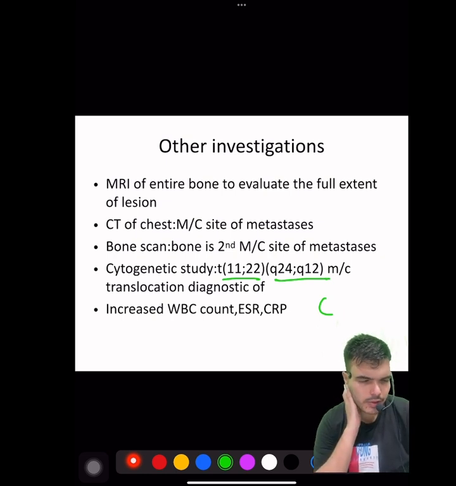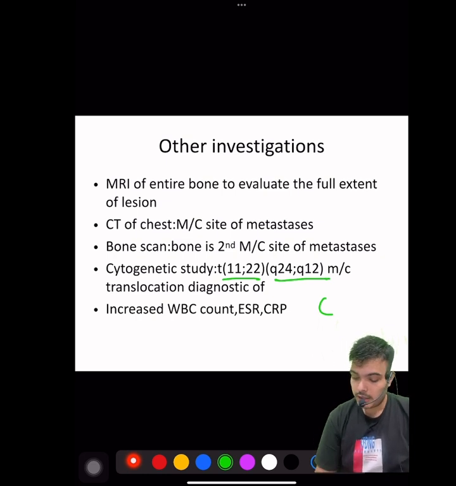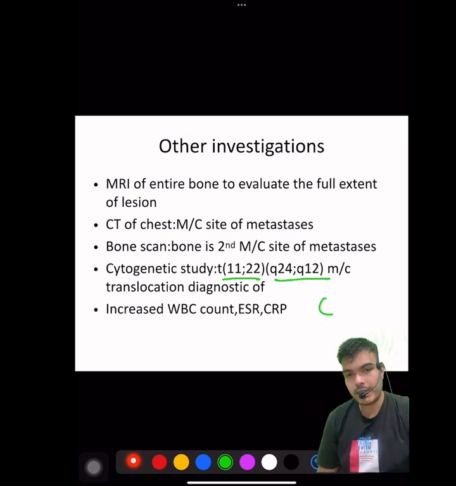Remember that Ewing sarcoma can metastasize to lung. Ewing sarcoma is a malignant tumor. Poor prognostic factors, I already told you: age, distant metastasis, tumor size, right? So we end Ewing sarcoma here. I hope we are clear with Ewing sarcoma.